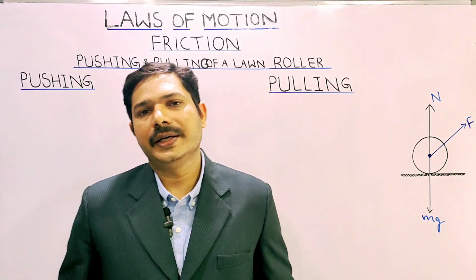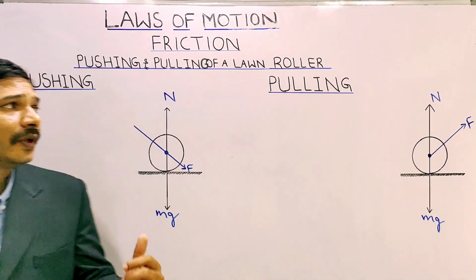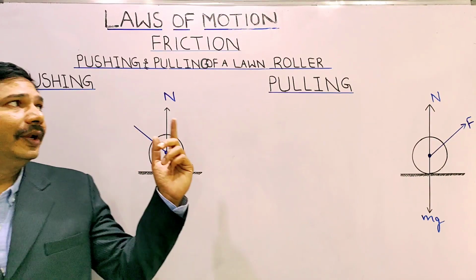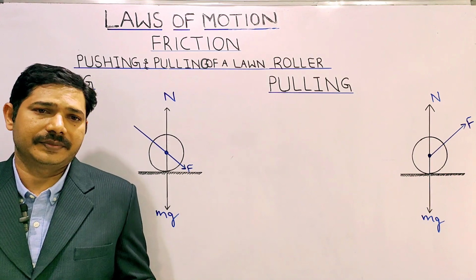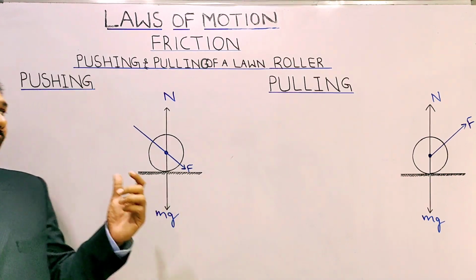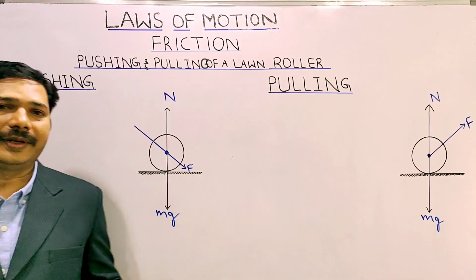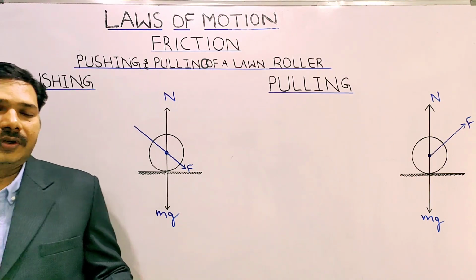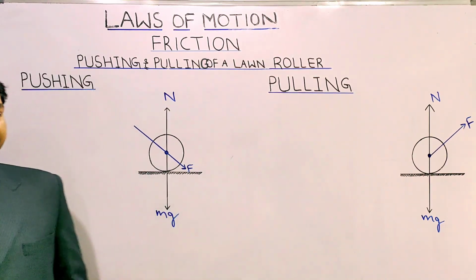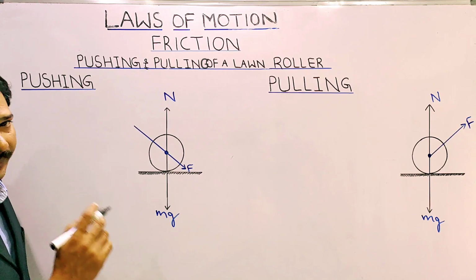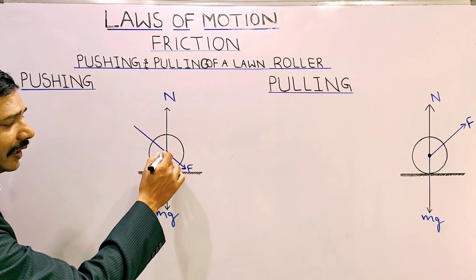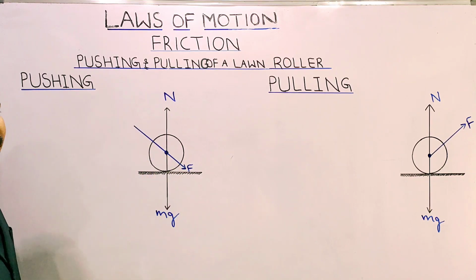Observe here: pushing and pulling of a lawn roller, which one is easier? That is our topic. First I am taking pushing. The lawn roller wheel I am showing here, for example, this is a lawn roller wheel. Here the weight of the body acts vertically downward.